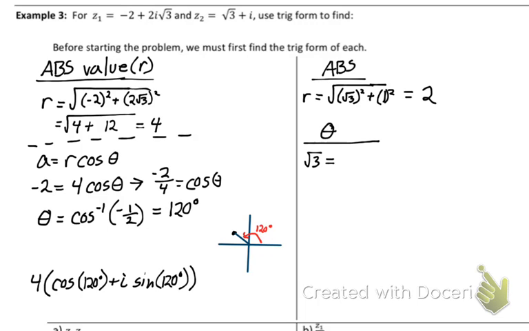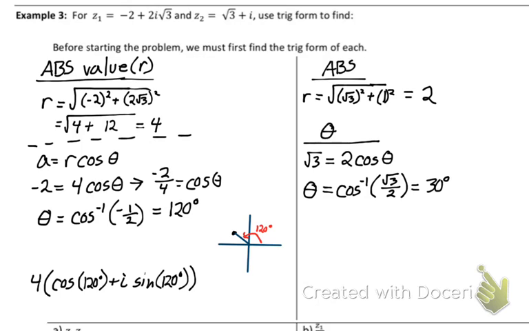That's going to equal my R value, which is 2, times the cosine of theta. I would divide both sides by 2, so I'd have square root of 3 over 2. I would do the inverse of cosine, so we're going to end up with theta equals inverse cosine of square root of 3 over 2, which is going to be about 30 degrees. 30 degrees looks like it could be a reference angle, right?